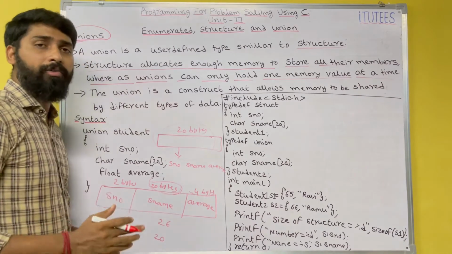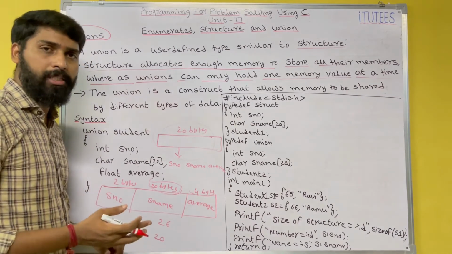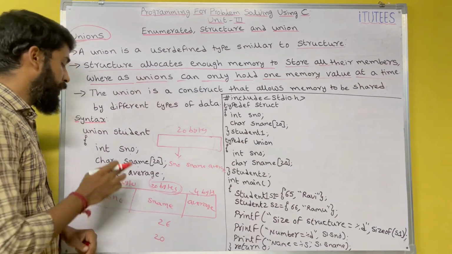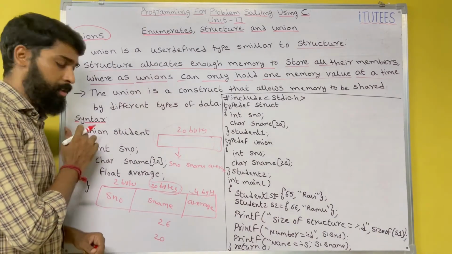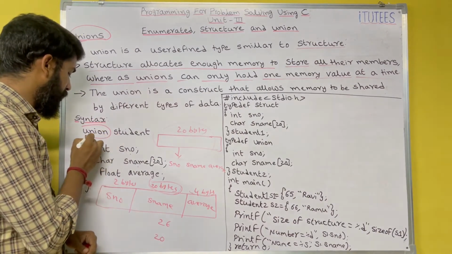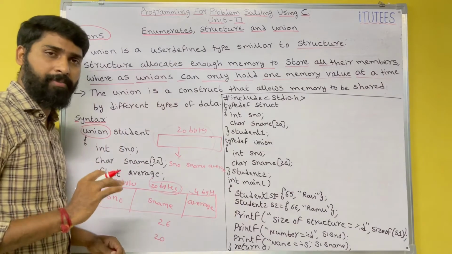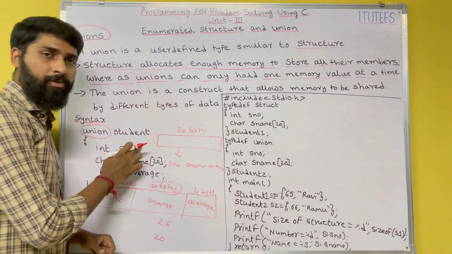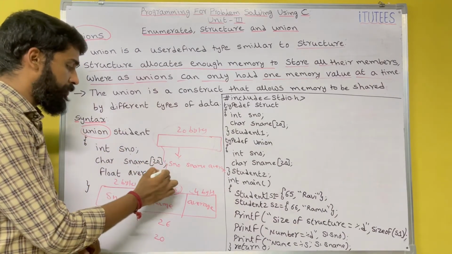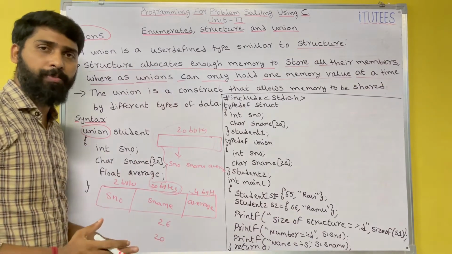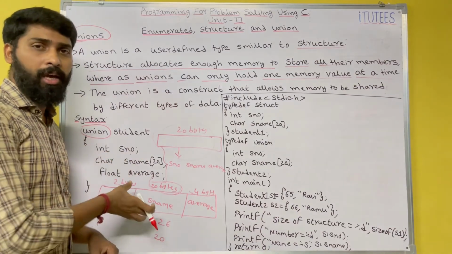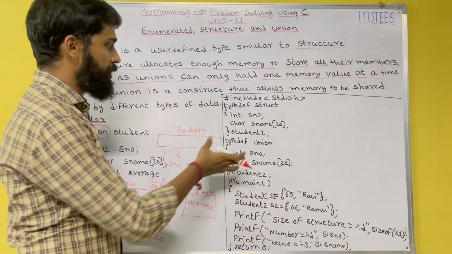So how can we declare a union? It is also very similar to structure. Instead of the struct keyword, you use the union keyword. The remaining everything is the same. Here we give the union name, and these are the different data items. The only difference between structure and union is memory allocation. Now we will see an example.